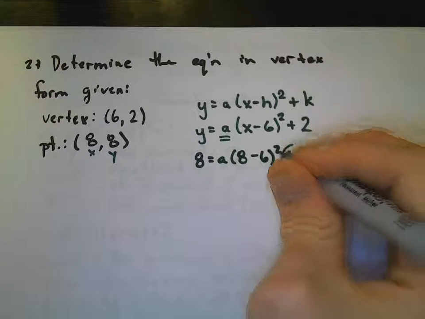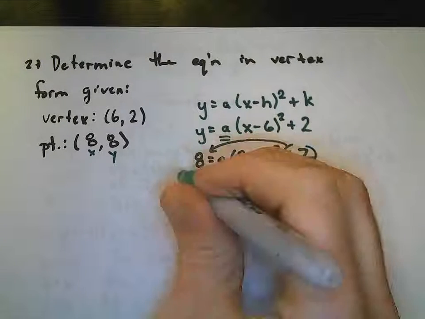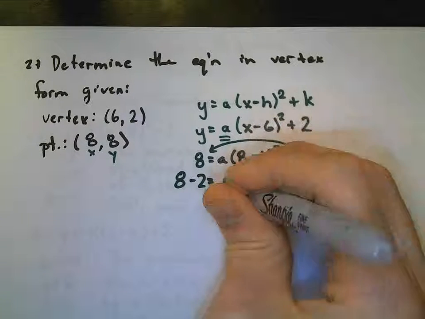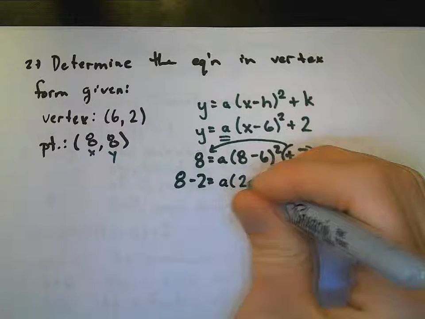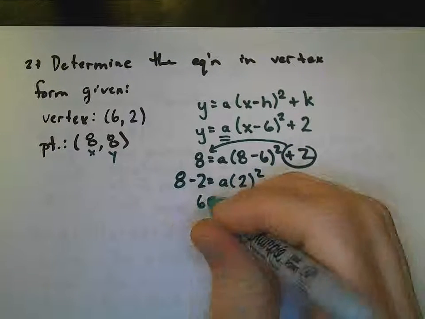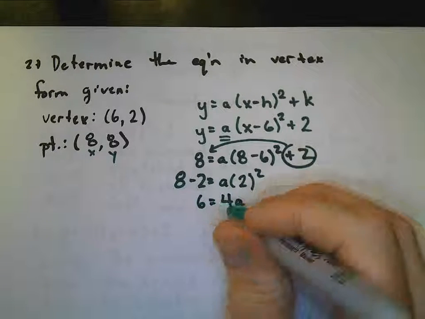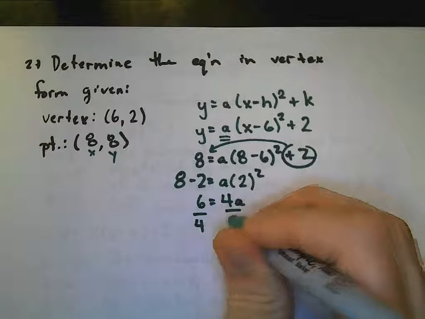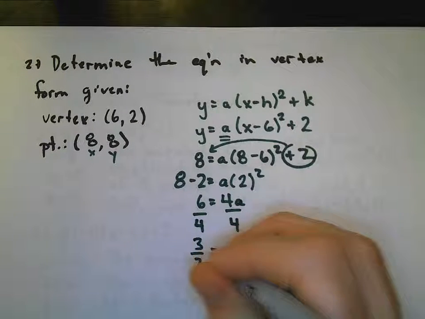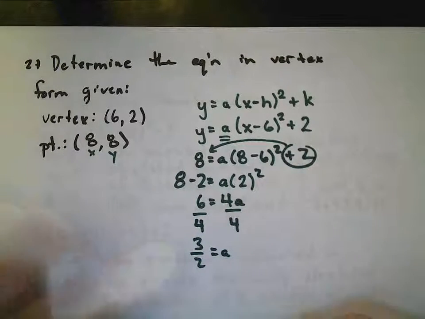I see that I have this positive 2 on the right-hand side, so I can move that over, and we would get 8 minus 2. I still have a, and I know that 8 minus 6 is 2, and I will be squaring that. So 6 is equal to 4a. Both sides of the equation must be divided by 4, so we get 3 over 2 as the value of a. We keep our a in fraction form.